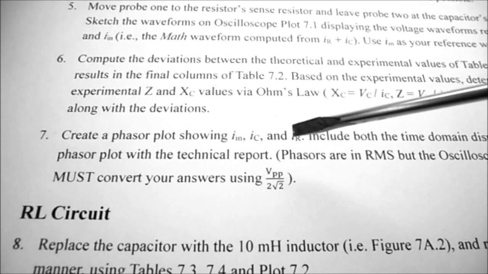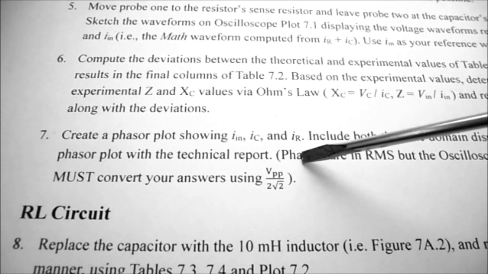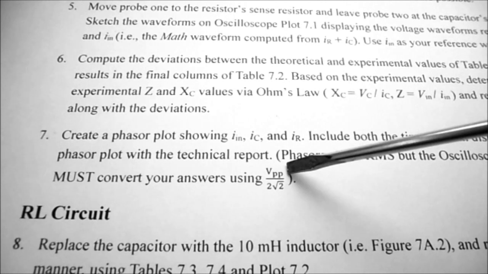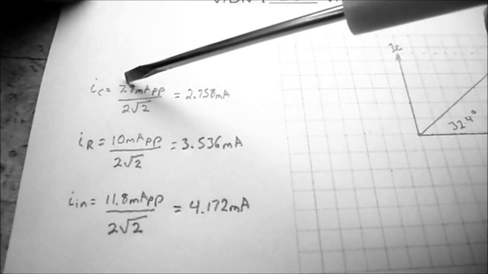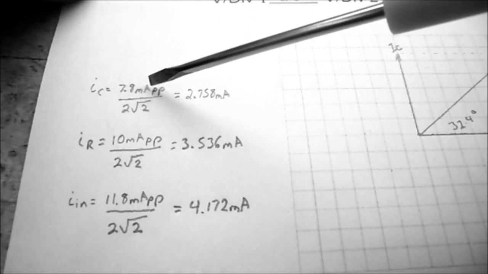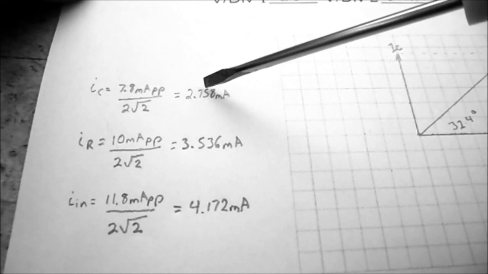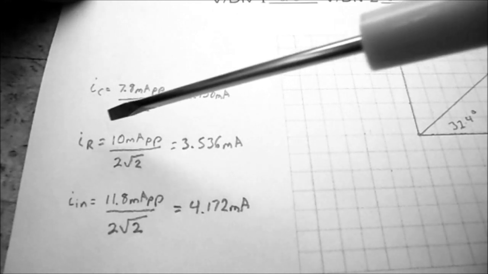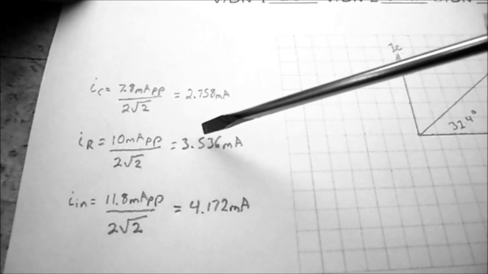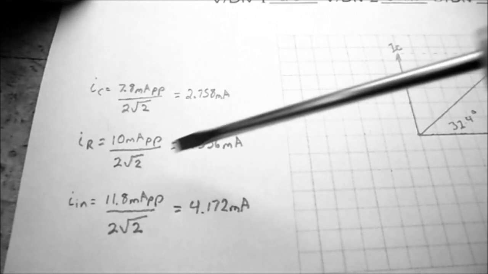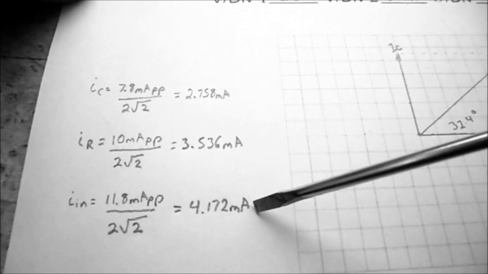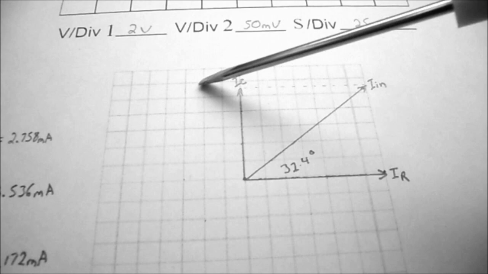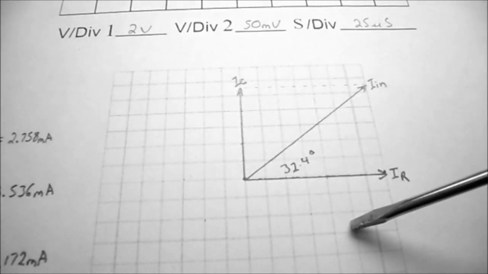And don't forget, our phasors need to be in RMS, so we have to take our peak-to-peak voltages, in our case they're peak-to-peak currents, and divide it by 2√2. So I've converted IC's 7.8 milliamp peak to peak to 2.758 milliamps RMS. IR becomes 3.536 milliamps RMS, and IN equals 4.172 milliamps RMS. Now I've provided you with some grid paper so that you can plot your phasors.